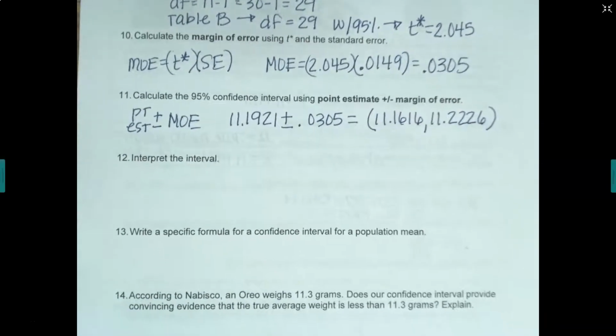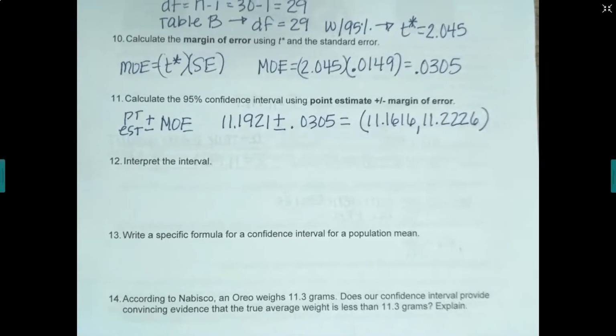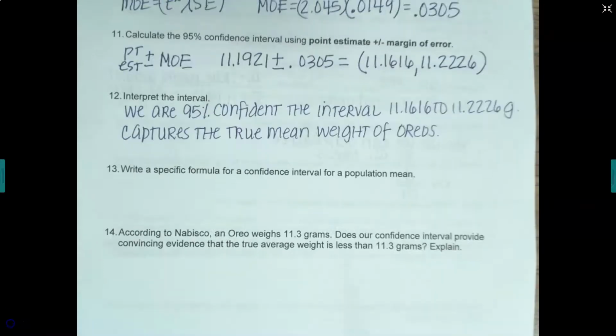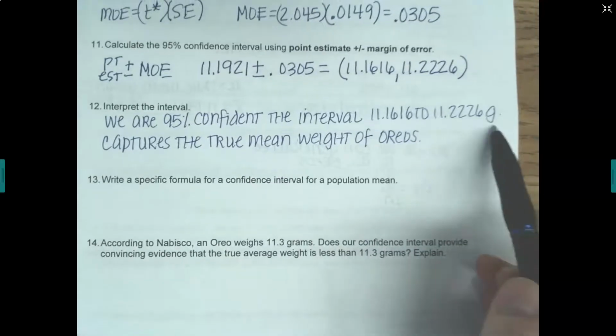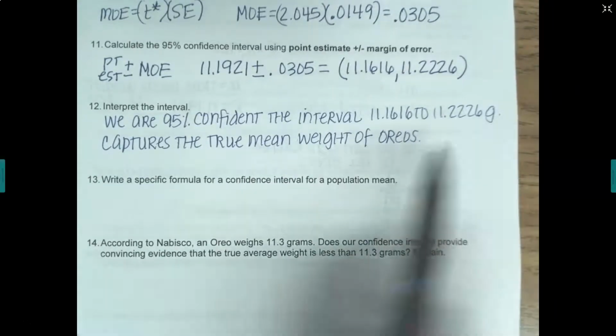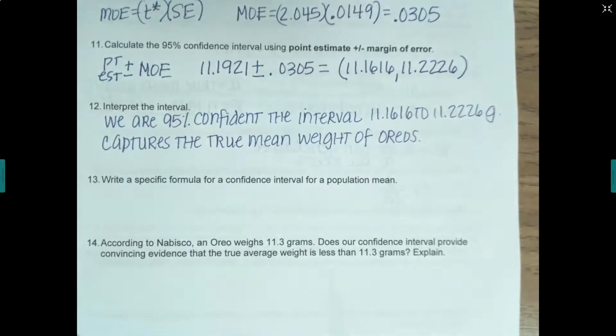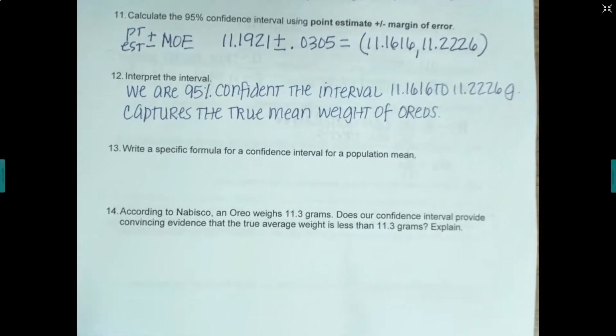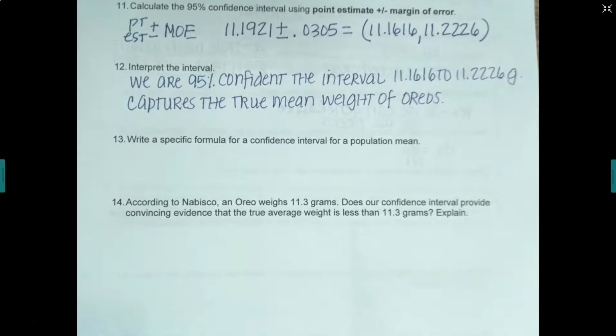Remember, these are not proportions. So remember back to our proportions and interpreting the confidence interval. Pause the video and try to interpret this and see how you do. All right, so we are 95% confident the interval from 11.1616 to 11.2226, make sure you include the units here, grams, captures the true mean weight of Oreos. Okay? Hopefully you remembered how we did that for proportions.